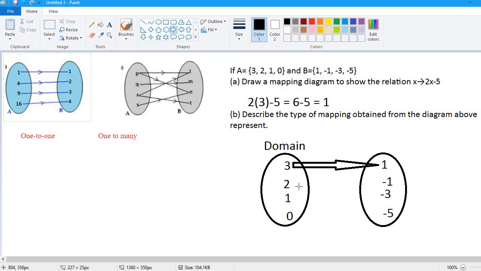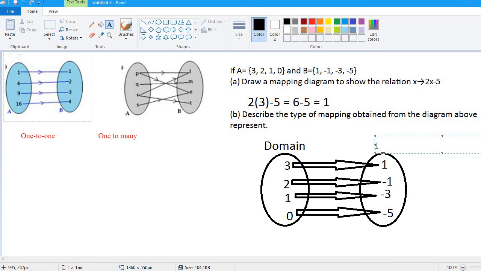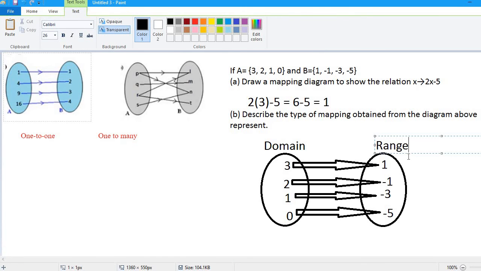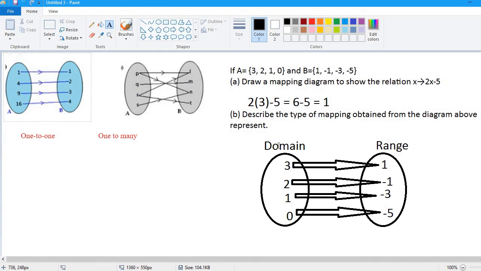So drawing our arrows, 2 maps onto minus 1, and 1 maps onto minus 3. We have 0 mapping onto minus 5. All right. So this is our range circle. Let's not forget to label them. You can put Y, or you can write range. For domain, you can write X, or you can write the word domain.